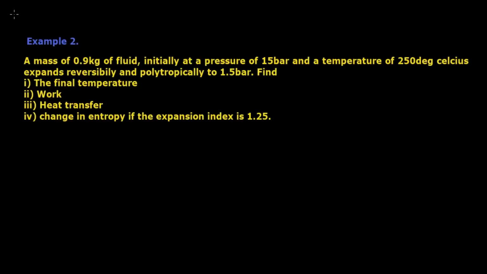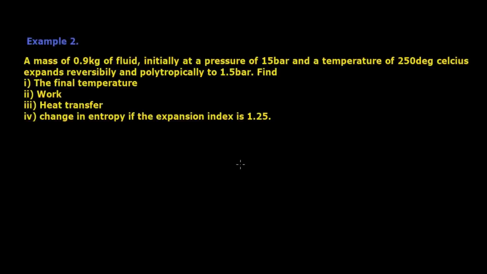So guys, like I said, let's take another example to help illustrate what we have said in the other page. A mass of 0.9 kg of fluid initially at a pressure of 15 bar, a fluid here again, so note that, and a temperature of 250 degrees Celsius expands reversibly and polytropically. So this is a polytropic process. Polytropically to 1.5 bar.